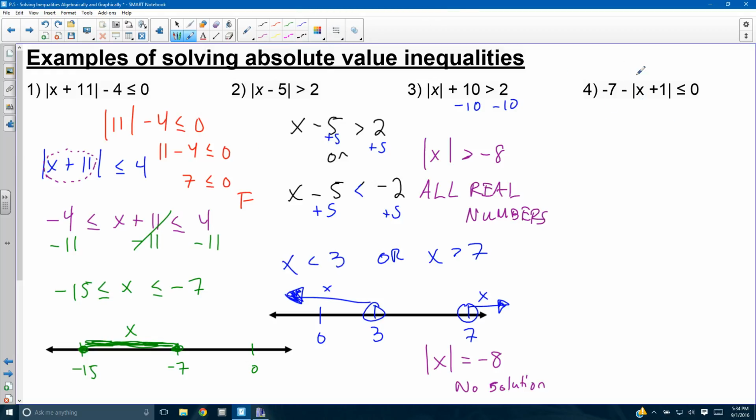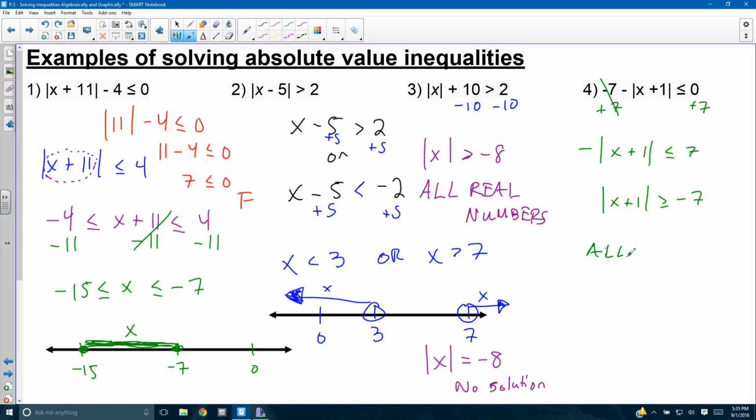Okay, now this one here, negative 7 minus the absolute value of x plus 1 is less than or equal to 0. Let's go ahead and once again get that absolute value all by itself, and that includes the negative in front of it. So negative absolute value of x plus 1 is less than or equal to 7. Multiply or divide both sides by negative 1. Now you do that, we're going to get the absolute value of x plus 1 is greater than or equal to negative 7. Once again, you're at a scenario here where you're going to get all real numbers.